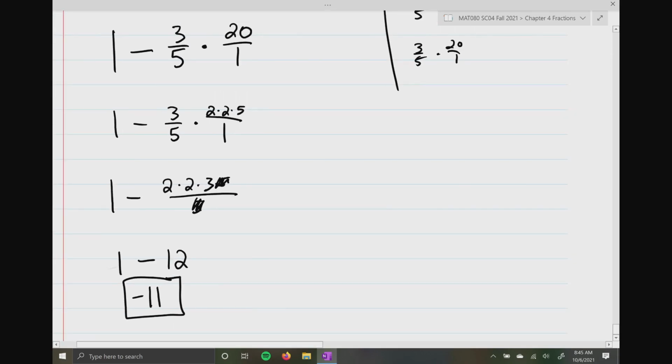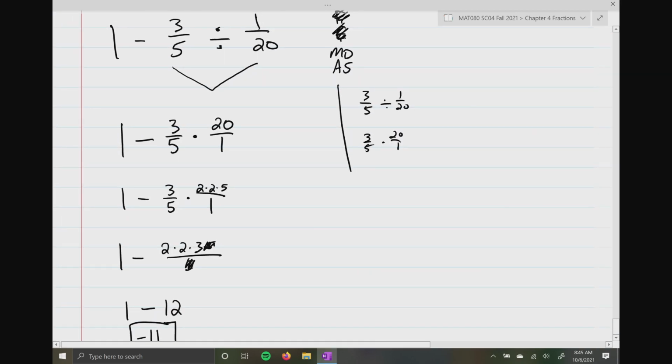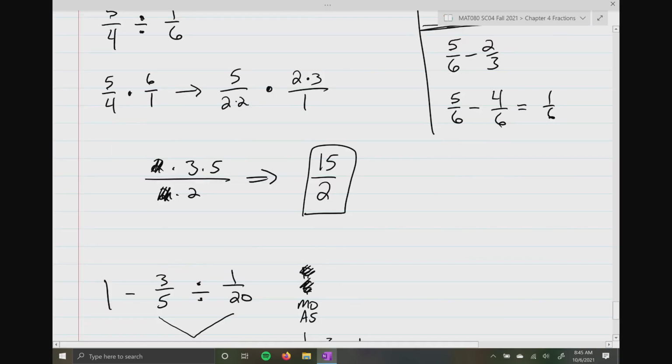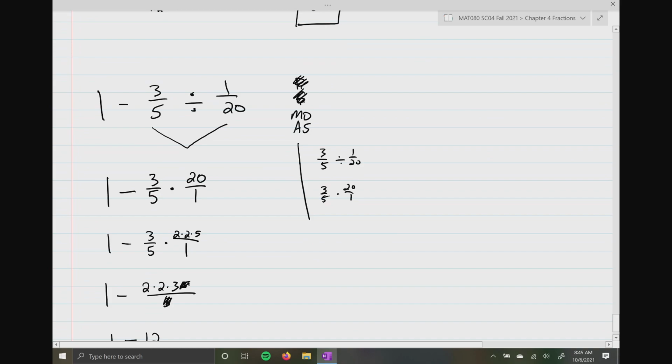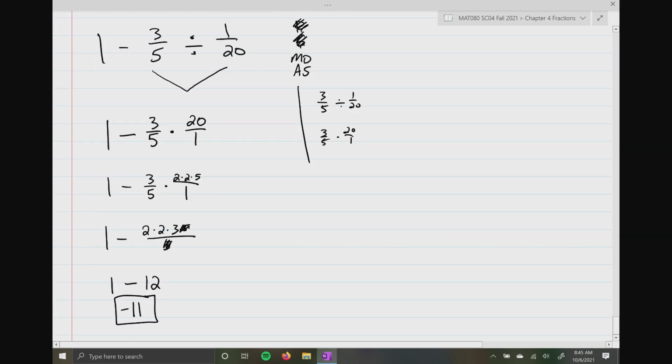All right, let's just recap it real quick. First, just read the problem. 1 minus 3/5 divided by 1 over 20. You have to do the division first. The number one mistake I could see students making is doing 1 minus 3/5 first. Can't do that first. You have to do the division first.